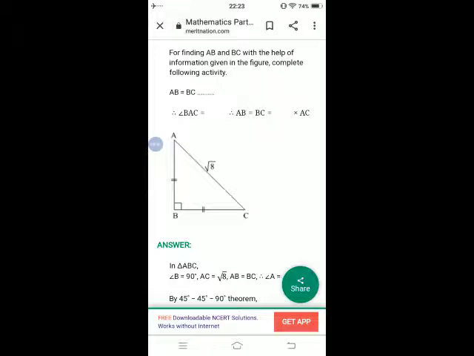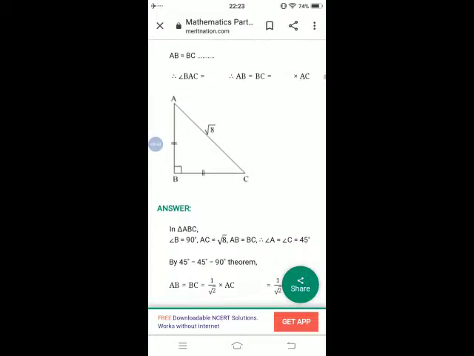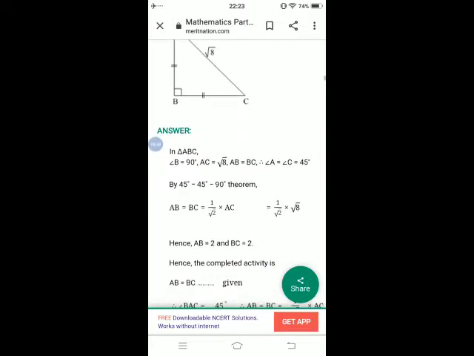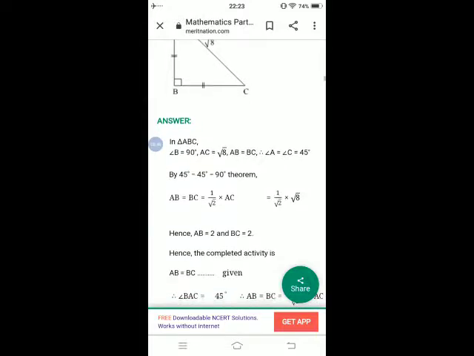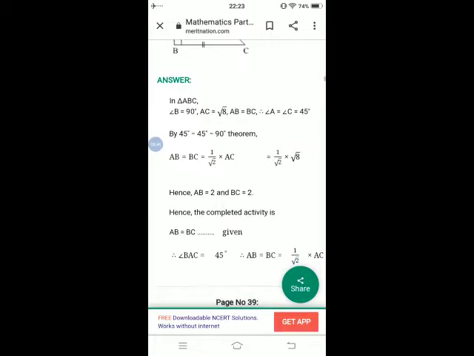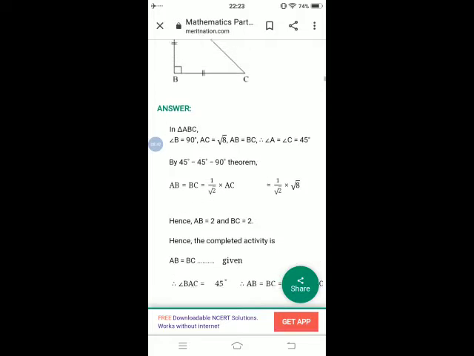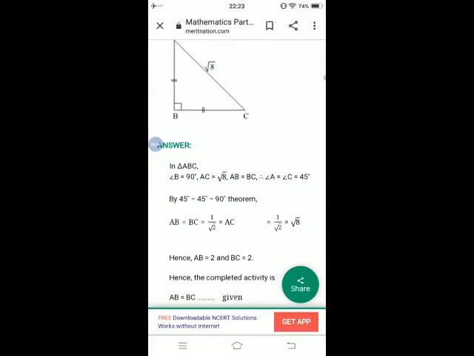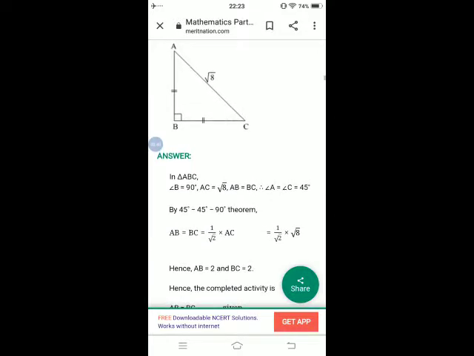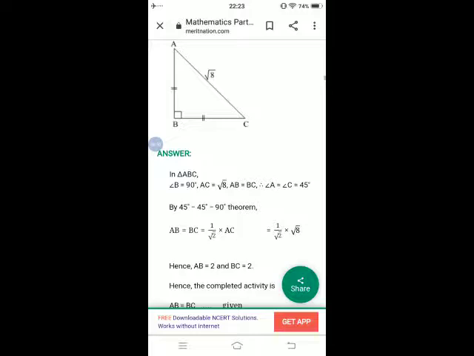So now see here, what are the activities you have to conduct here? You have to take in triangle ABC, angle B is equal to 90 degrees, AC is equal to root 8, AB is equal to BC. Therefore, angles A and C will be equal to 45 degrees, because here the property of the 45-45-90 degree triangle will come, which is used especially in an isosceles triangle. Two sides are equal to each other. And this triangle follows the same. So now we will make use of the 45-45-90 degree triangle theorem to find whatever is asked.